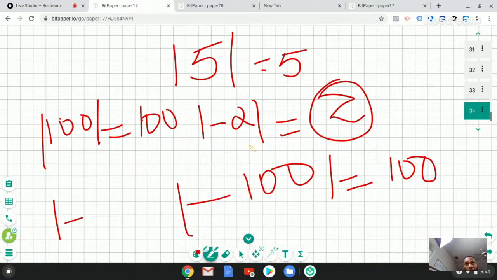So it's always positive. The absolute value of -1,000 is 1,000.